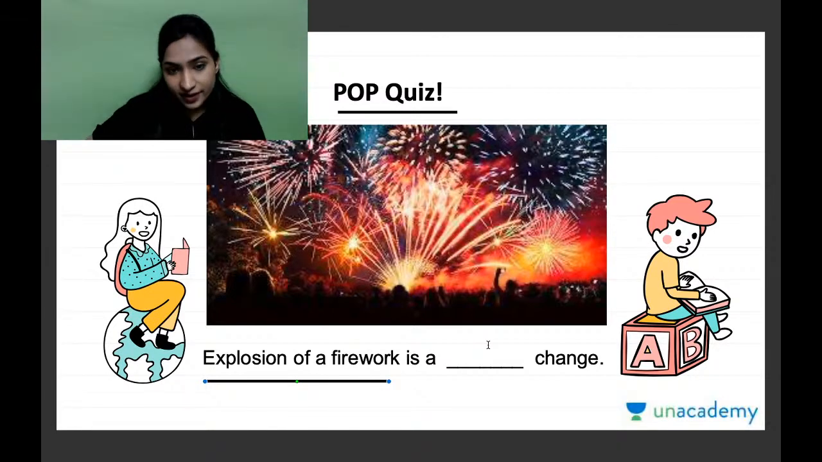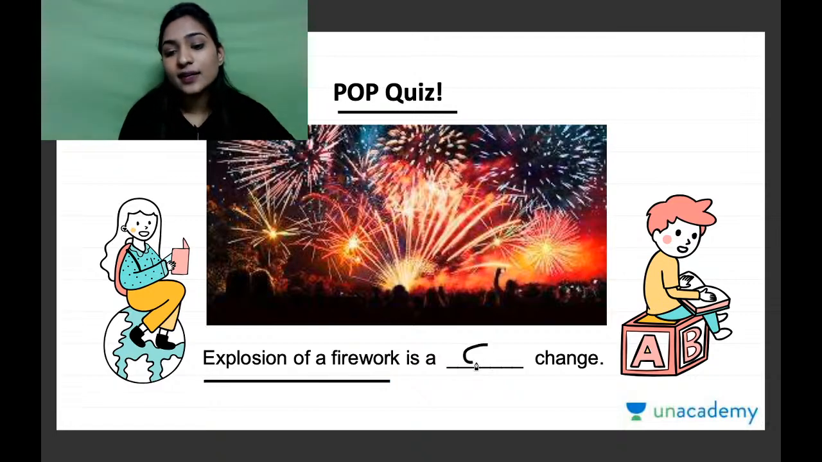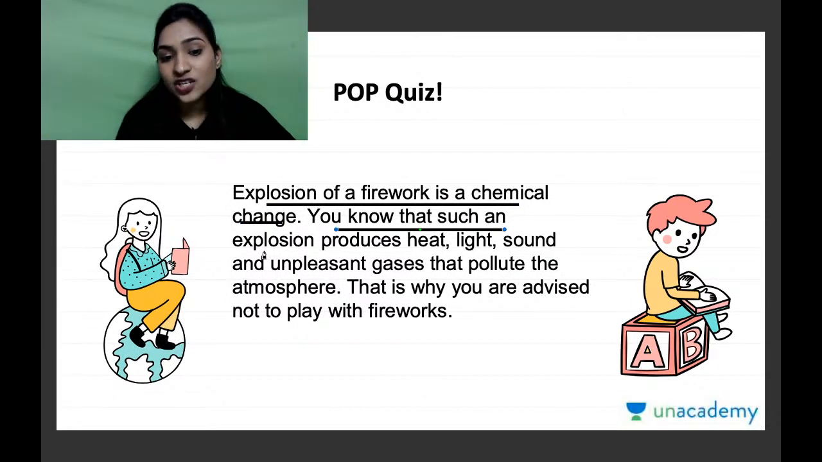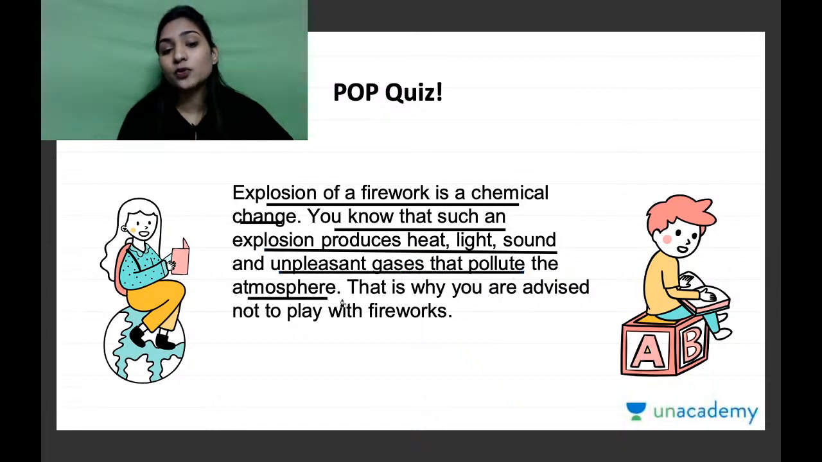Yes, very good. Yes, it is a chemical change. Explosion of firework is a chemical change. You know that such an explosion produces heat, light, sound and unpleasant gases that pollute the atmosphere.